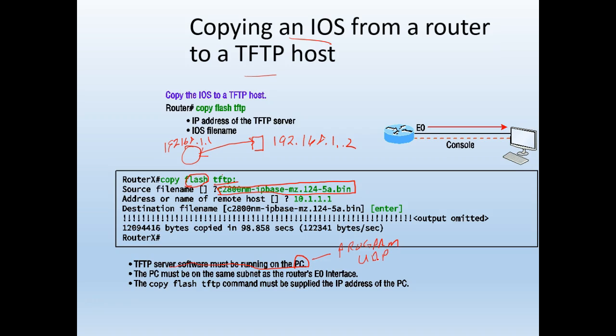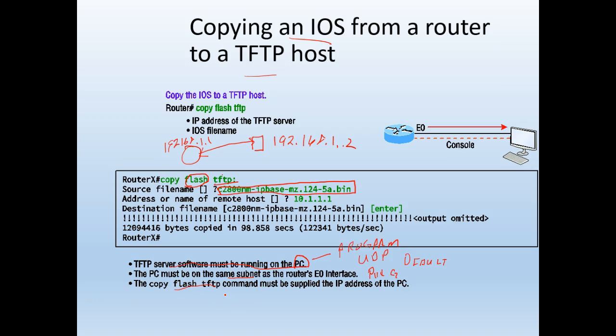It doesn't ask you for the directory, so you need to know where the default directory on that server is before you start sending things there so you can find them. They've got to be on the same subnet. Ping it before you try to go. Be sure you have communication with it. And then we copy flash TFTP.